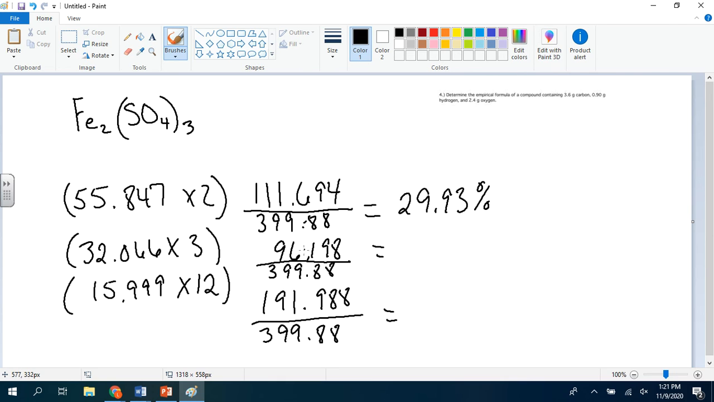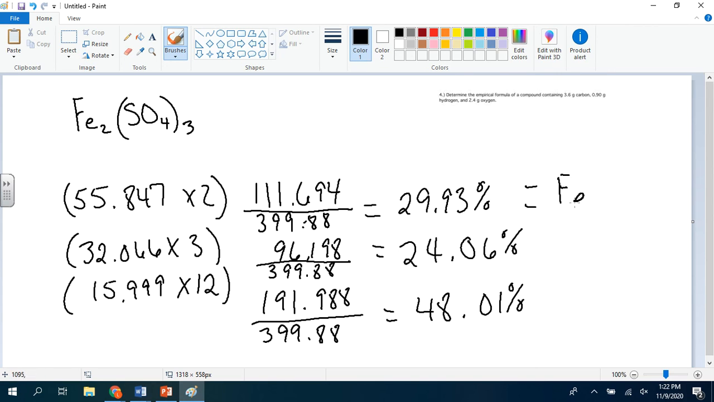All right, now for this one, 96.198 divided by our total again. Okay, so this one is going to be 24.06%. And the last one, 191.988 divided by 399.88. All right, 48.01%. Now, if I add these three together, it comes very close to 100, and it should. Okay, so this was for Fe, this was for sulfur, and this was for oxygen. So that's how you break them down. Take a formula and break it down into percents like this. All right.